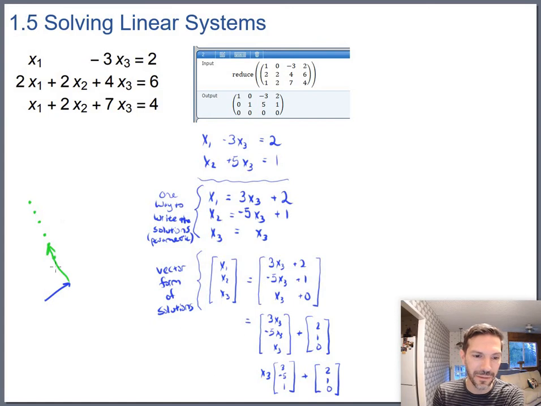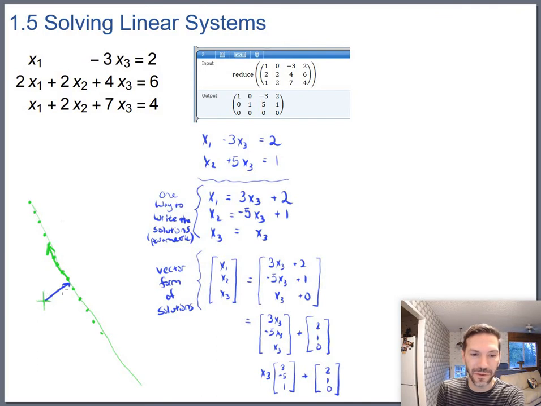If we made the green arrow a little shorter, maybe if x3 was 1/2 or 1/3, we can make it smaller, and if we flip it around, we have an entire line's worth of solution set. Any point on this line going through three-dimensional space will be a solution to the original system of equations, and all those points come from going first out to 2, 1, 0, so from the origin.